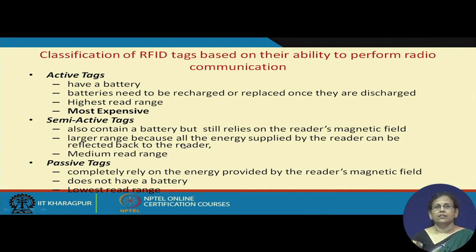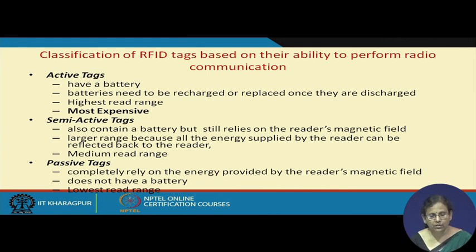The active tags, first of all let me tell you, throughout the remaining discussion we will be talking about the passive tag, because passive tags are the ones which are used for supply chain operations. Active tags and semi-active tags, first of all, are costly and are mostly used for asset tracking and other activities. We are going to talk about passive tags only, but let us learn a little bit about the active tag. These active tags are differentiated from passive tags by having some kind of power source of their own, which means they have a battery, whereas passive tags completely depend on the energy provided by the reader's magnetic field.